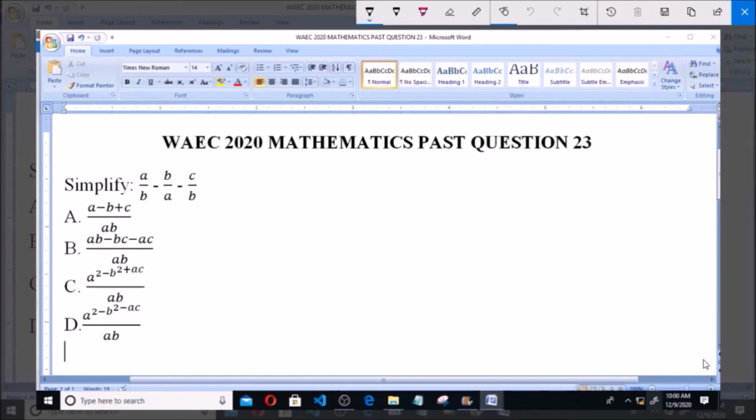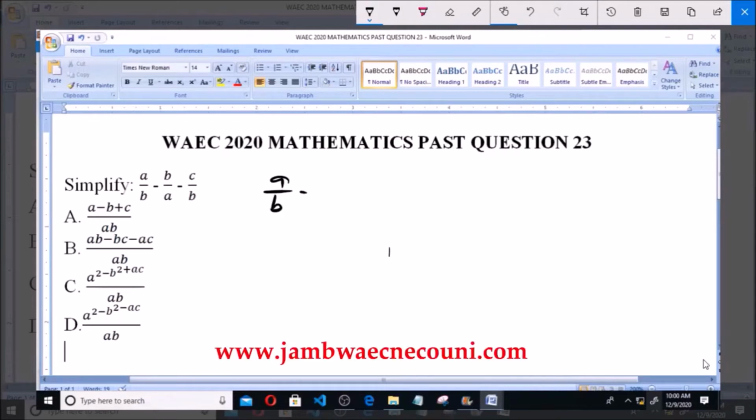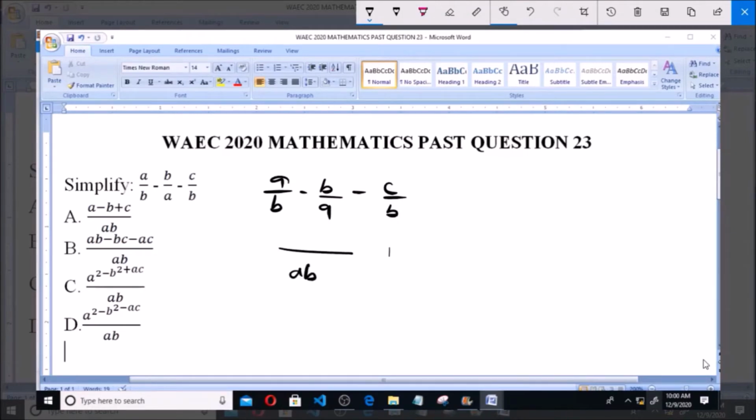Good day and welcome. I'll be answering WAEC 2020 Mathematics Past Question 23. Simplify a over b minus b over a minus c over b. Now from this, our LCM is ab, since the denominators here are b and a, so the LCM is ab.